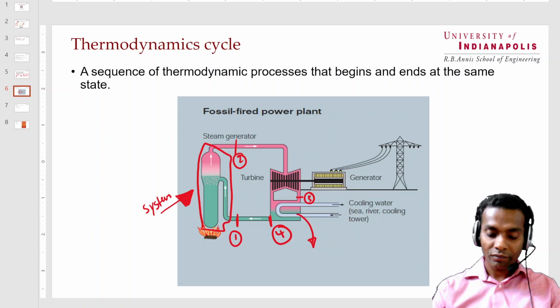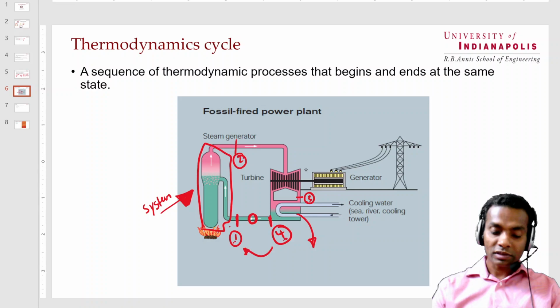So how many processes do we have? We have the 1 to 2 process, 2 to 3 process, 3 to 4 process, and 4 to 1 process. It started at state 1, went to state 2, went to state 3, came back to 4, and 4 to 1. So that's a sequence of processes: heat addition, expansion, heat rejection, and compression. That's a cycle. That's called a thermodynamic cycle. So this type of power plant can be analyzed by analyzing the thermodynamic cycles.